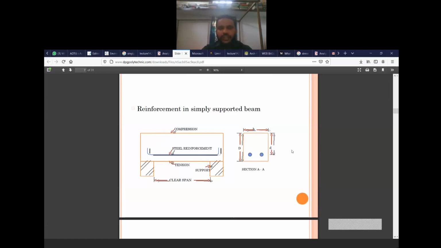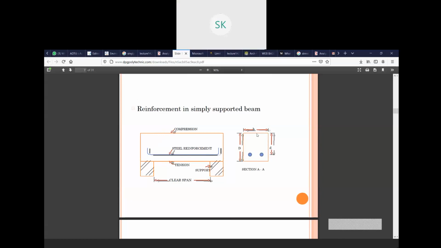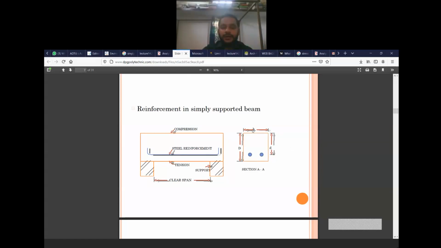So what about this? What is this view? Yes, this is your top view. If you see from the top, you will see this figure. This is your top view.